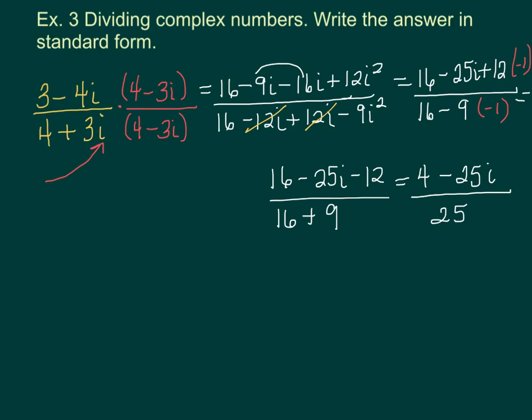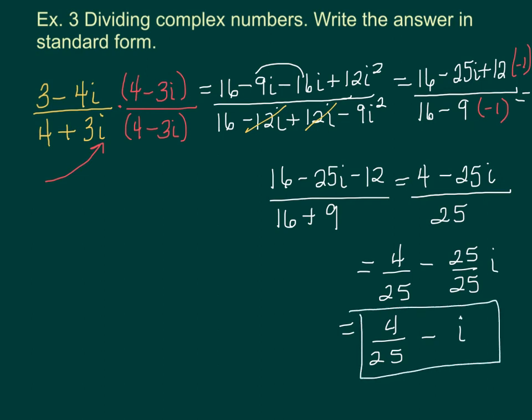Now, when you're dividing and they ask you to write it in standard form, you have to split up the fraction. So it's going to be 4 over 25 minus 25 over 25i. And then you can reduce when you can. And if not, you leave it alone. So this is standard form. And we are done.